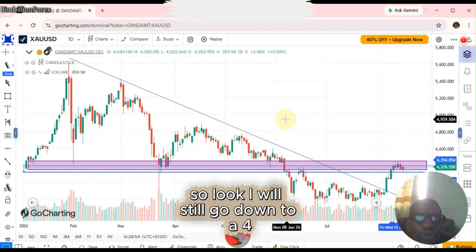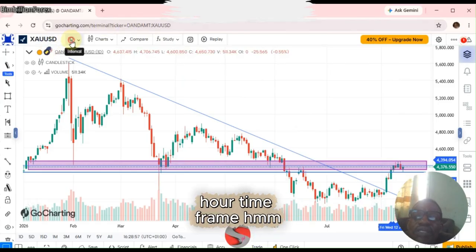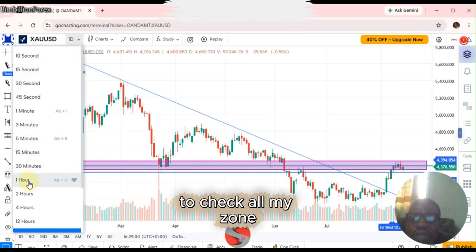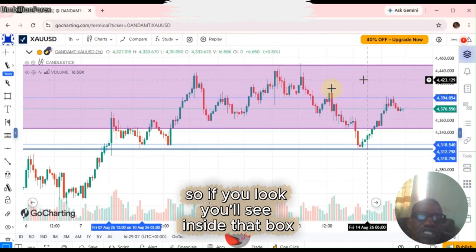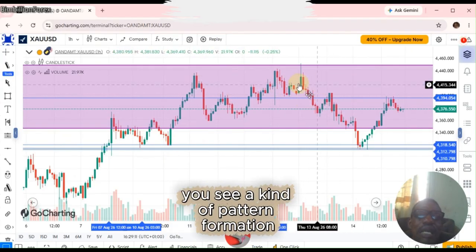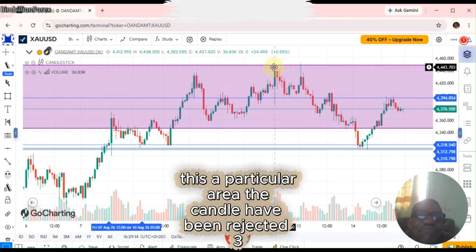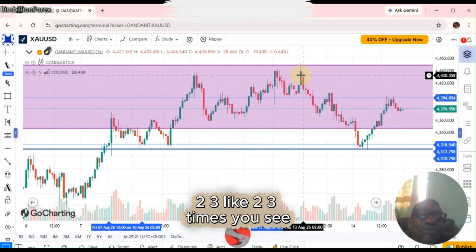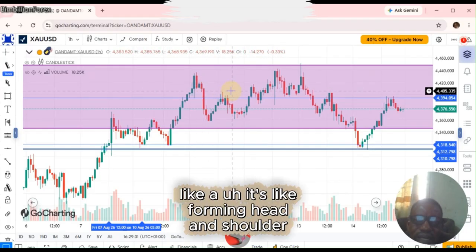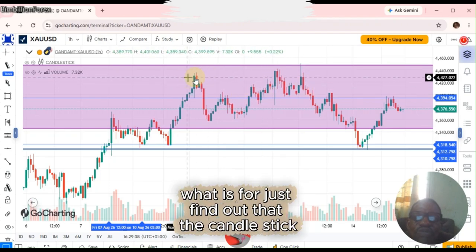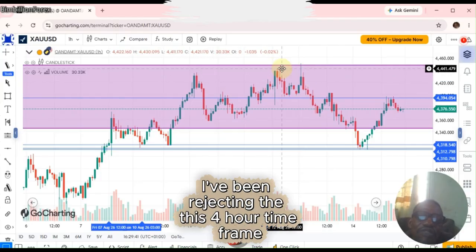So I will still go down to the 4-hour time frame to check all my zones and points of interest. You're still inside that box. If you check very well, you see a kind of pattern formation. In this particular area, the candle has been rejected three times. It's like forming a head and shoulders. But first, just find out that the candlestick has been rejecting on this 4-hour time frame.